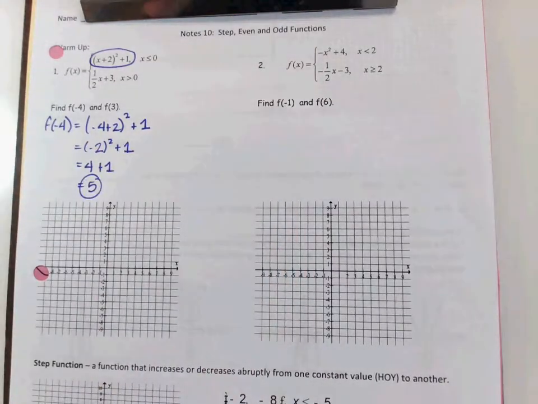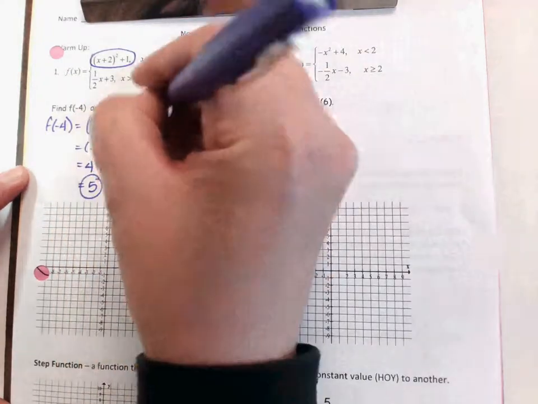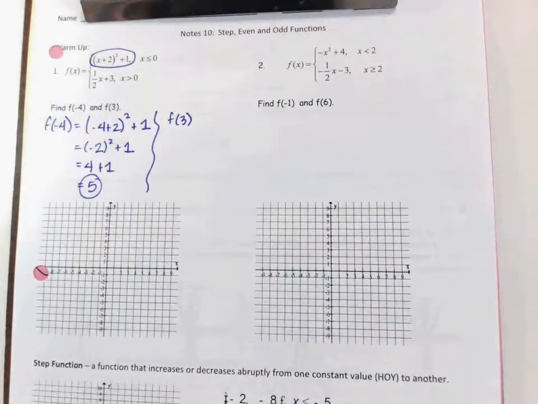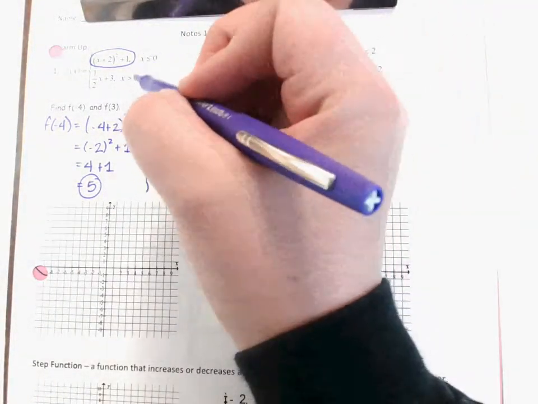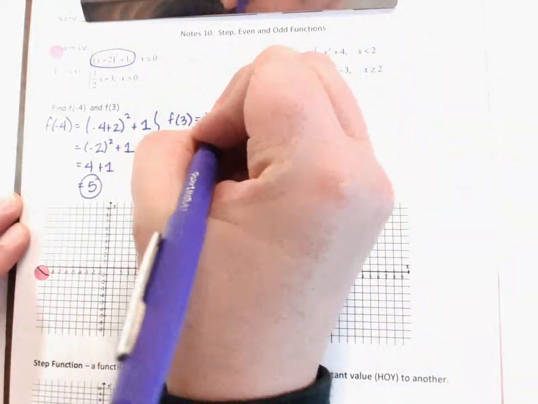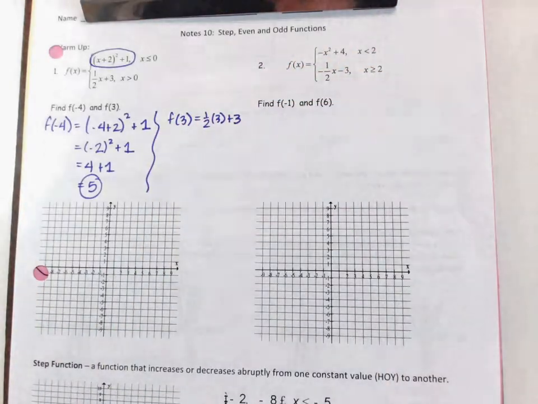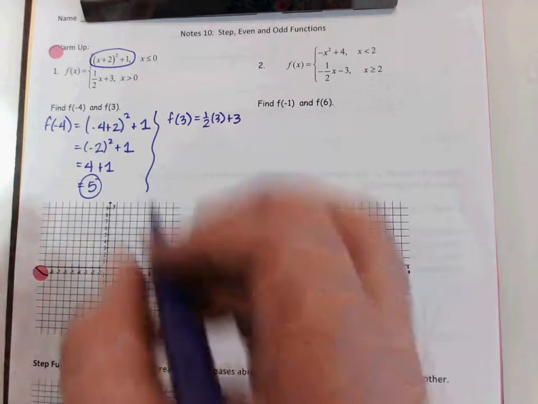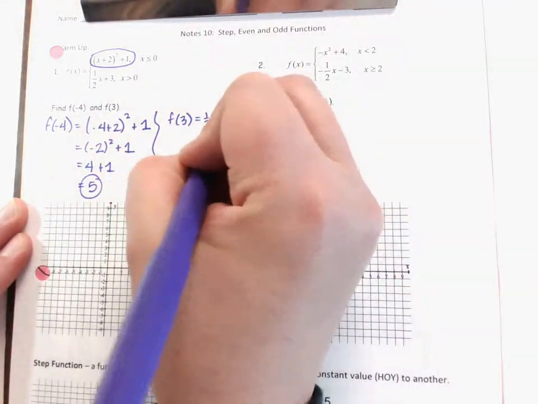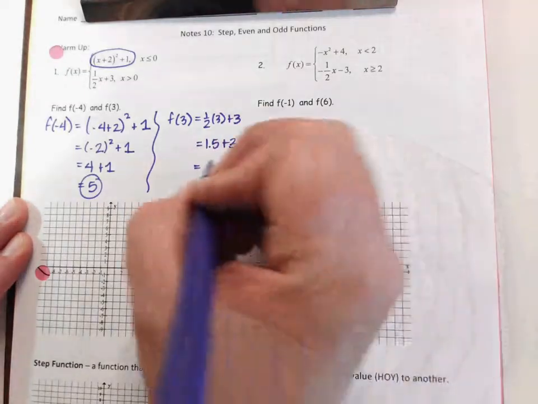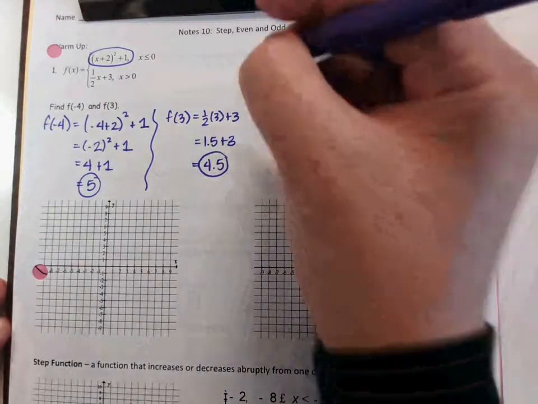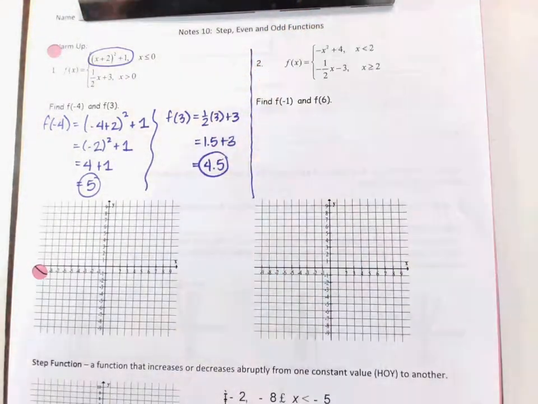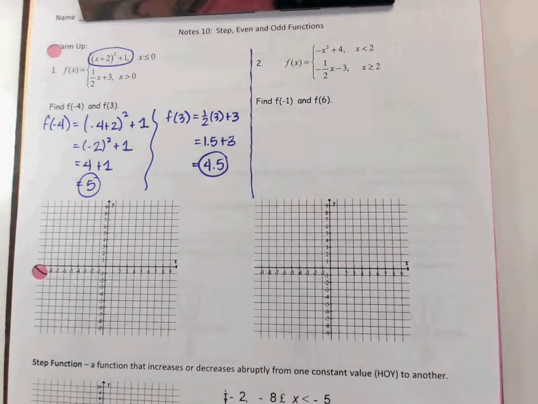Good. Now let's say that I wanted to plug in f of 3. Then I would have to pick where 3 fits into my piecewise. So 3, is it less than 0 or greater than 0? Greater than, so I'd have to plug in here. So I'd have half of 3 plus 3. Half of 3 as a decimal would be 1.5. And 1.5 plus 3 is 4.5. Make sense? Remember doing this last week? A little bit? Okay, one next to it.